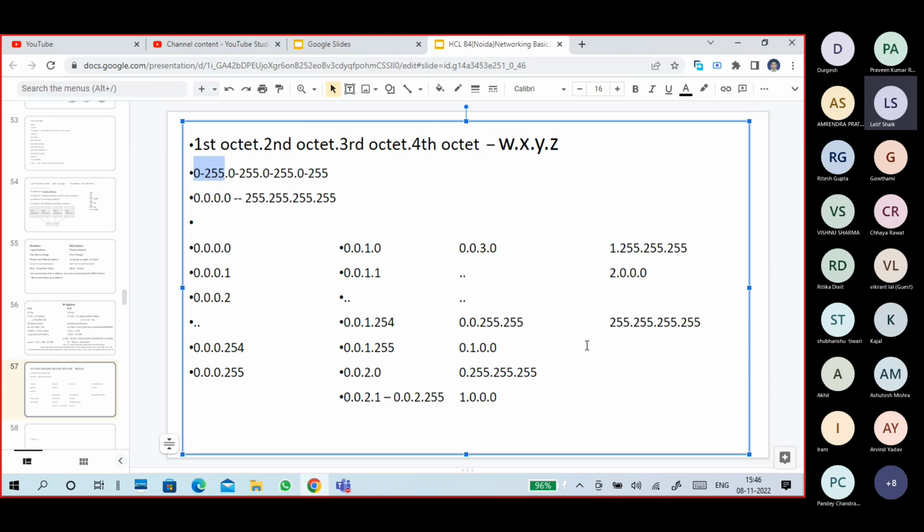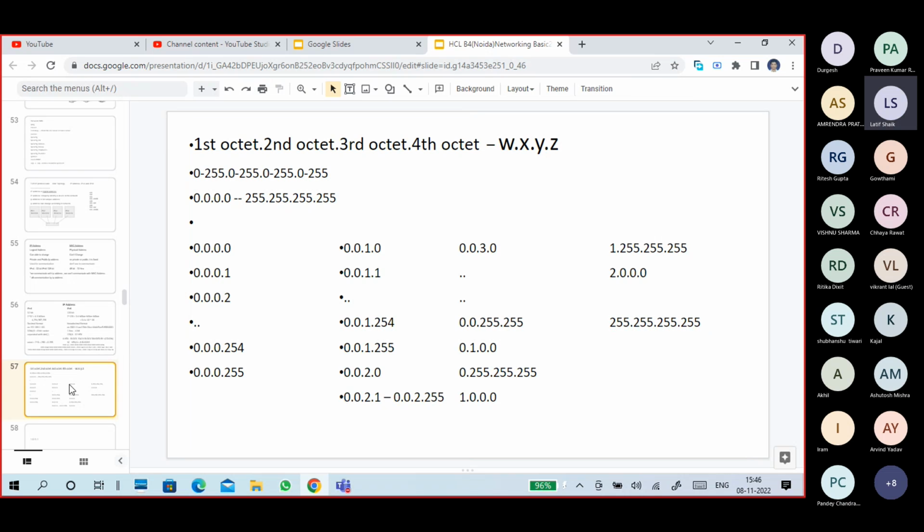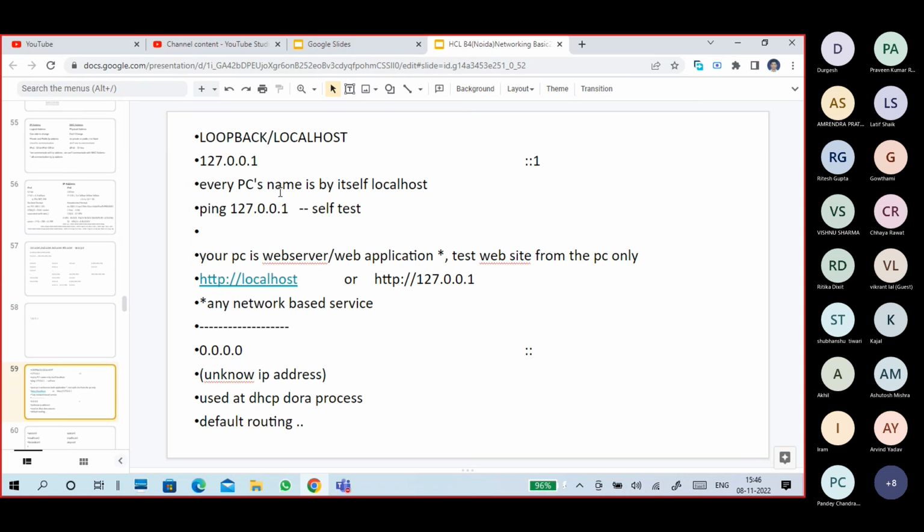Any number you see that is more than 255 in any octet is invalid. The total IPv4 address range starts from 0.0.0.0, and the final address is 255.255.255.255.